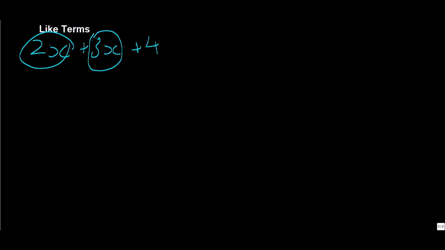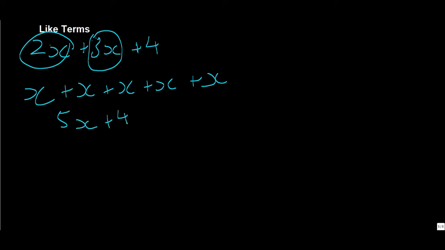So what this actually is, 2x is actually x plus x, and then 3x is equal to x plus x plus x. So here there's actually 5 x's. So what you can do is add these two together and get 5x plus 4. So essentially when you see two terms with the same variable and pronumeral, what you can do is just add the coefficients together and you'll find that you can get the simplified version.